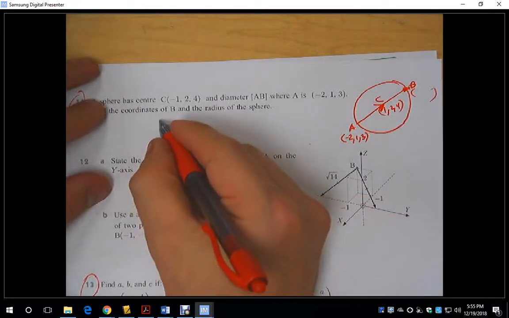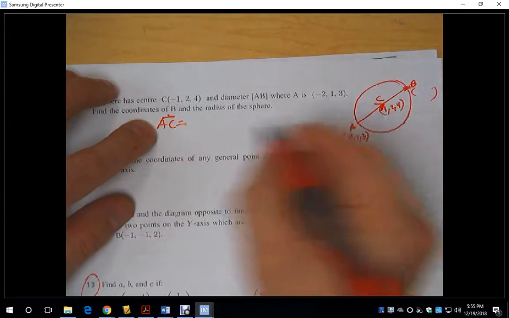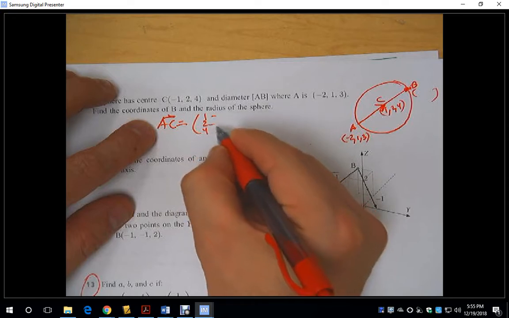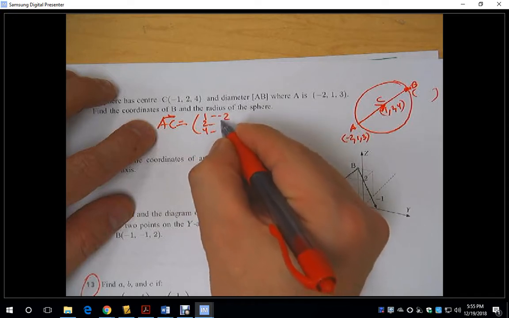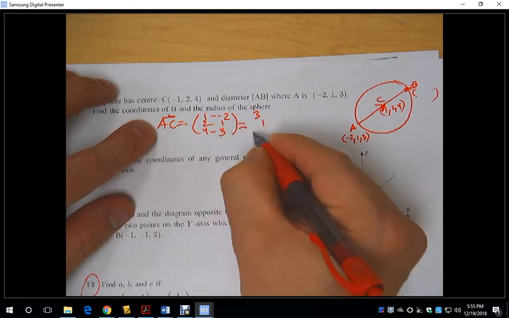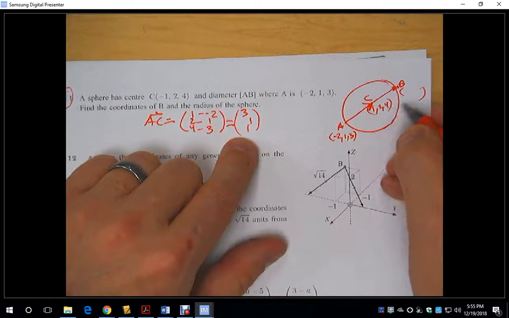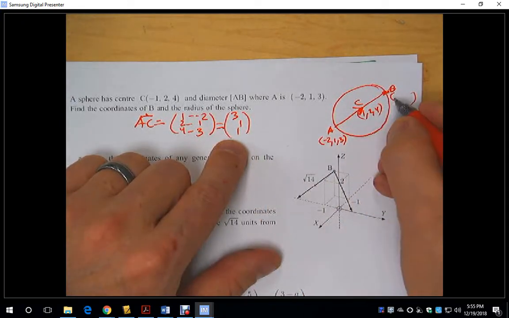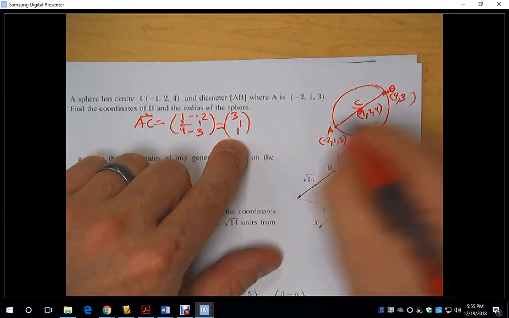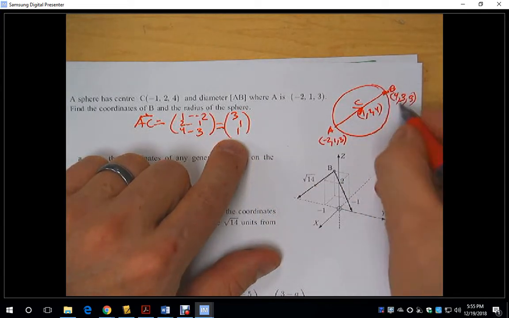If we take this vector from A to C, and we find this vector in between, which is head minus tail, so 1, 2, 4, and we subtract it from negative 2, 1, 3, to get 3, 1, 1. Then we take this new vector and we add it to this point, and that should be 3 plus 1 is 4, and 1 plus 2 is 3, and 1 plus 4 is 5. So that should be our coordinates here of 4, 3, 5.